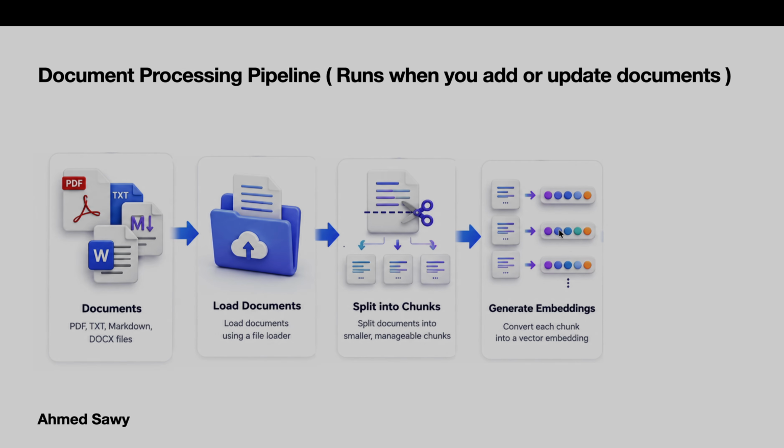Now we are done with our first pipeline, the document processing pipeline. Now we have documents, we load those documents, we split those documents into chunks, we generate embeddings from those chunks and store them in a vector database. Now we are done with our first pipeline, and it's time to go and explain the second pipeline, the question answering pipeline.